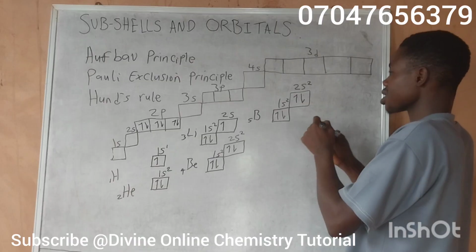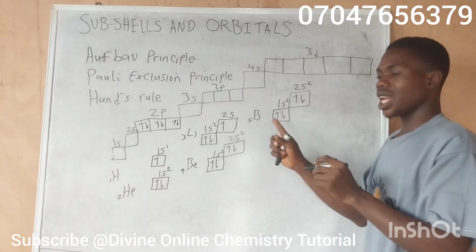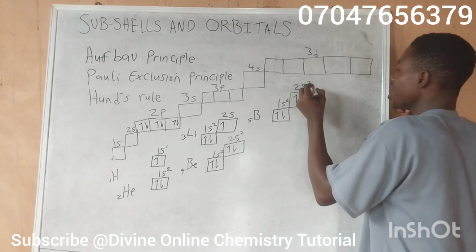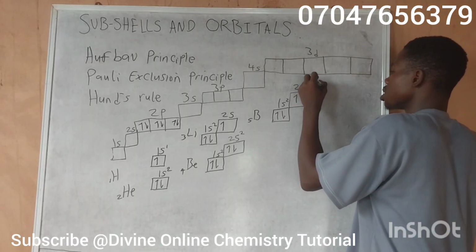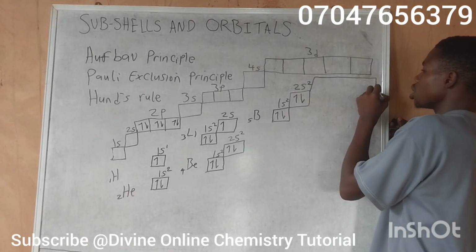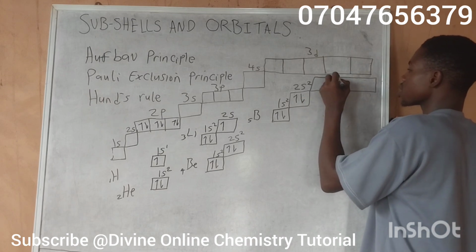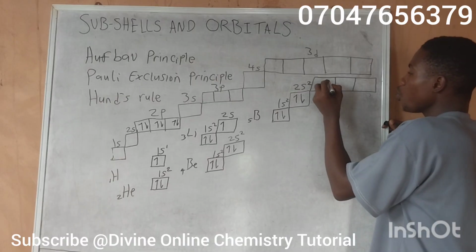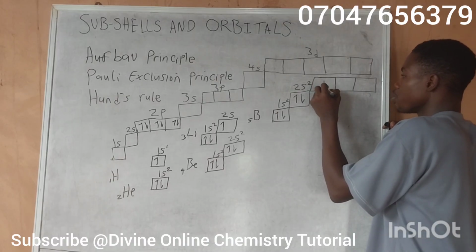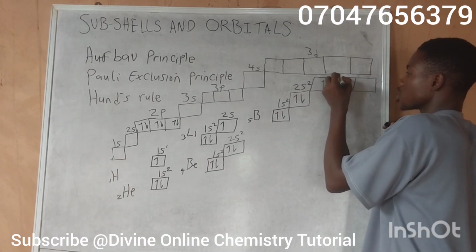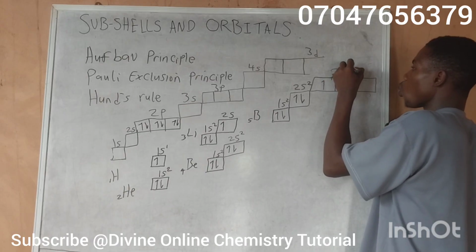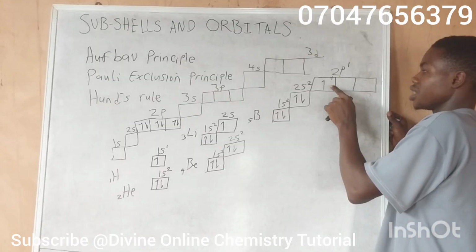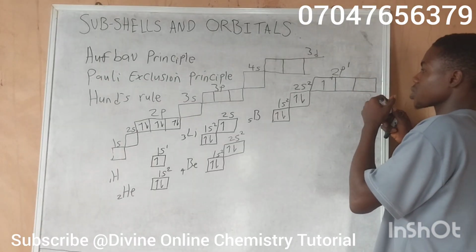Now, boron has 5 electrons. So 4 are placed, remaining 1. Then we have to introduce the next one, which will be the 2p. So we now put the last electron here. So now 2p1. This is telling us the number of electrons in this p area. So 2p1.